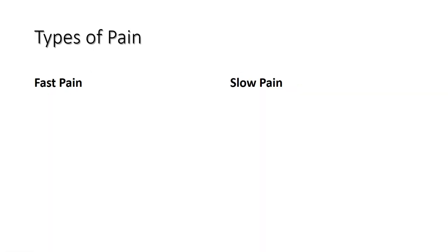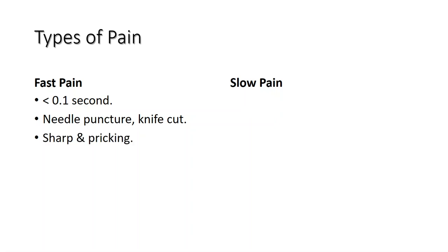There are two types of pain, fast and slow. The perception of fast pain occurs very rapidly, usually within 0.1 seconds after application of a stimulus. Pain felt from a needle puncture or knife cut to the skin is fast pain. This type of pain is described by the person as acute, sharp, or pricking pain. Fast pain usually originates from the skin and the superficial tissues of the body.